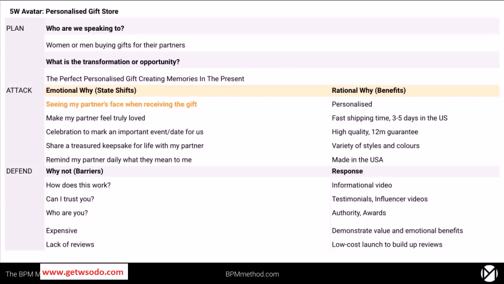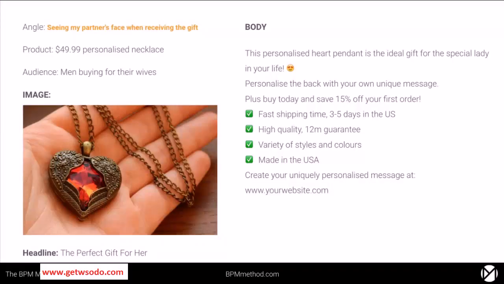So the first example here is taking the angle, so seeing my partner's face when receiving the gift, which is in orange, and this is an example product on my gift store, which is a $49.99 personalized necklace. So this is just an example. I just found it on Google search. If it's your product, great, you can use this copy. And the audience I'm going for here is men buying for their wives.